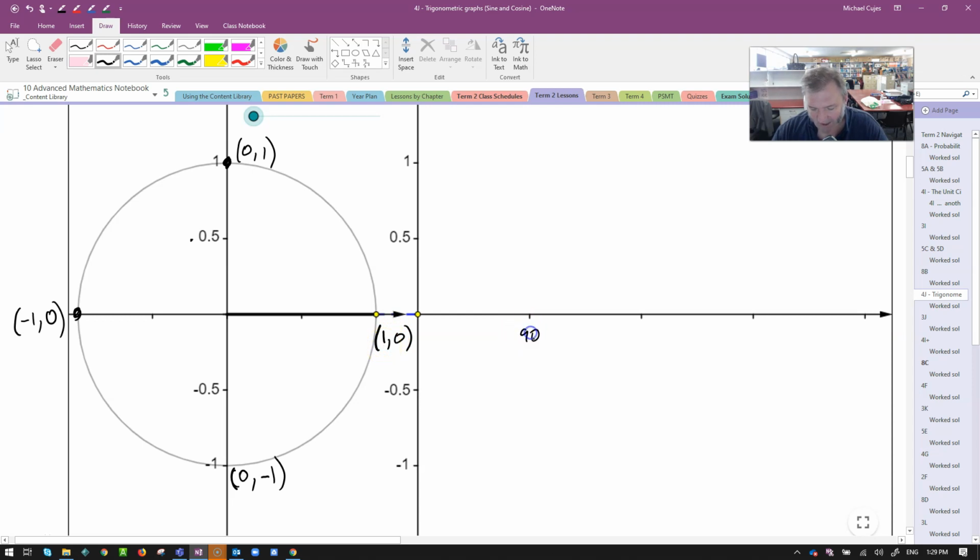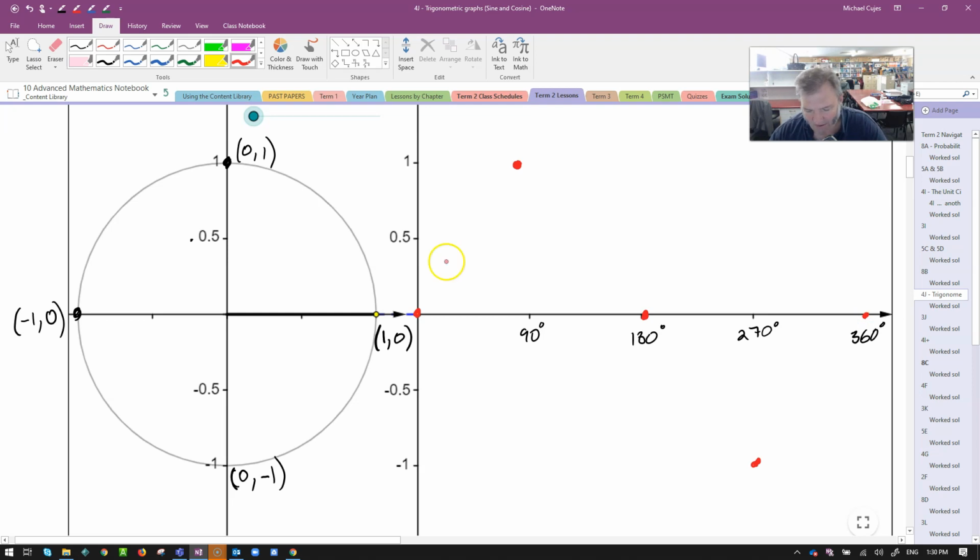If we think about this as being 90 degrees, 180 degrees, 270 degrees, and 360 degrees, well, the y coordinate is definitely going to start at 0. By 90 degrees, the y coordinate is up at 1. At 180 degrees, the y coordinate's back down to 0. At 270, the y coordinate is -1. And at 360, we are back to where we started.